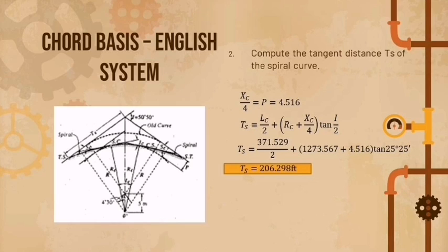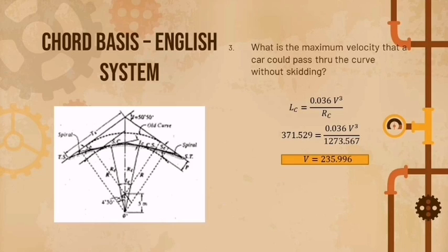So for number 2, compute the tangent distance TS of spiral curve. So XC over 4 is equals to P, and P is equals to 4.516. So our formula is TS is equals to LC over 2 plus RC plus XC over 4, or the P, and tan angle of intersection over 2. So after substituting and computing, you will get the answer of TS is equals to 206.298 feet.